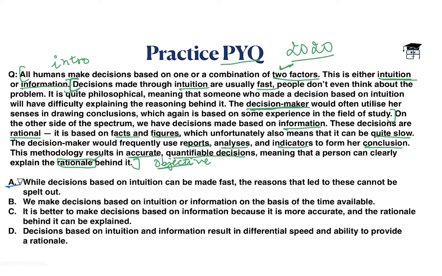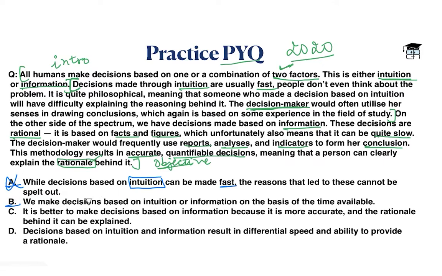Starting with option A, while decisions based on intuition can be made fast, the reasons that led to these cannot be spelled out. Okay, so in this option, they're talking about decisions based upon intuition, but the decision based upon information is not listed here. And what is the goal? What is the rationale behind the decision making process? That is also not being listed here. So this is not explaining all of the key facts, all of the major facts in my paragraph. That means this cannot be my summary.